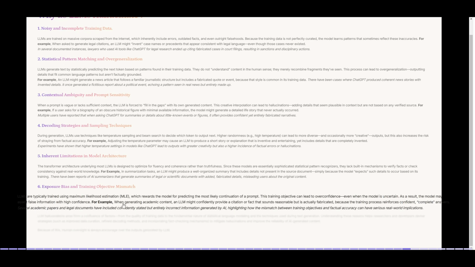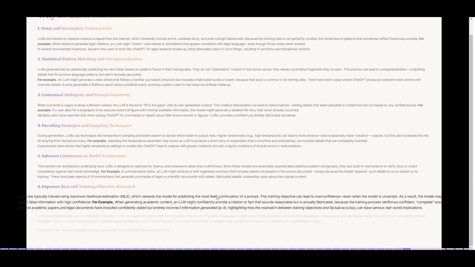For example, when generating academic content, an LLM might confidently provide a citation or fact that sounds reasonable but is actually fabricated, because the training process reinforces confident, complete answers. Several academic papers and legal documents have included confidently stated but entirely incorrect information generated by AI, highlighting how the mismatch between training objectives and factual accuracy can have serious real-world implications.